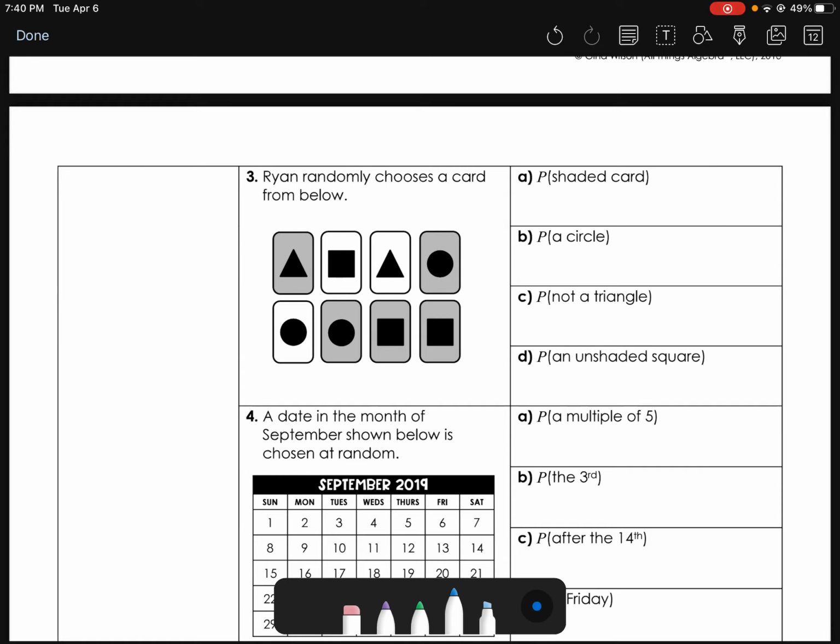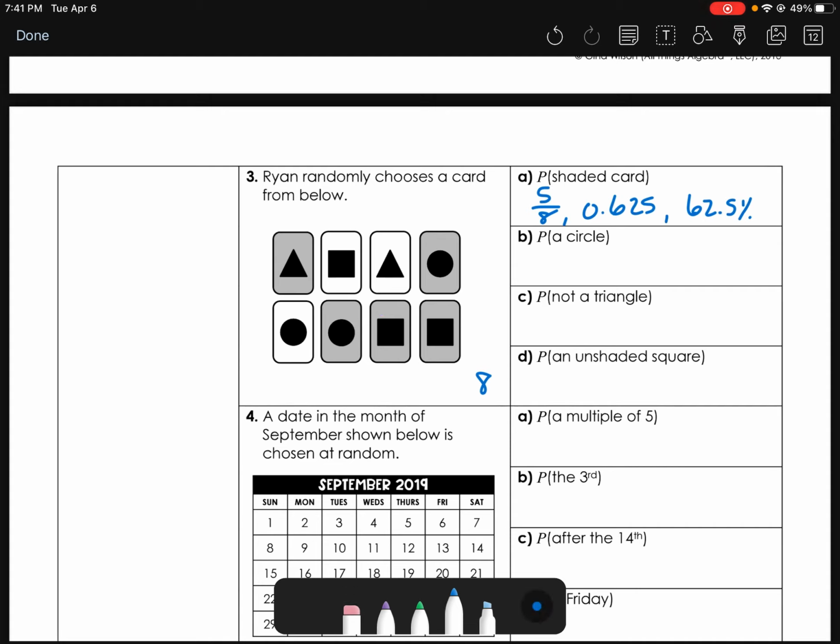All right, for number 3, we have these cards here. We have 8 total cards. In A, we want to know the probability that we would get a shaded card. While counting, I have 1, 2, 3, 4, 5 cards. So I would have 5 out of 8. That is already simplified. If I divide 5 and 8, I get 0.625. And then if I move the decimal place over 2 spots, 62.5%.